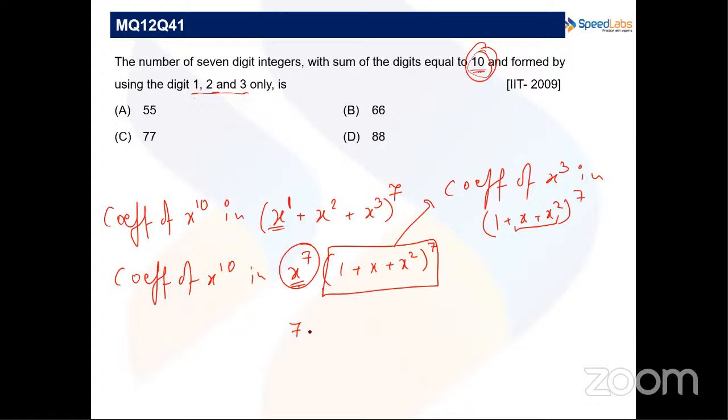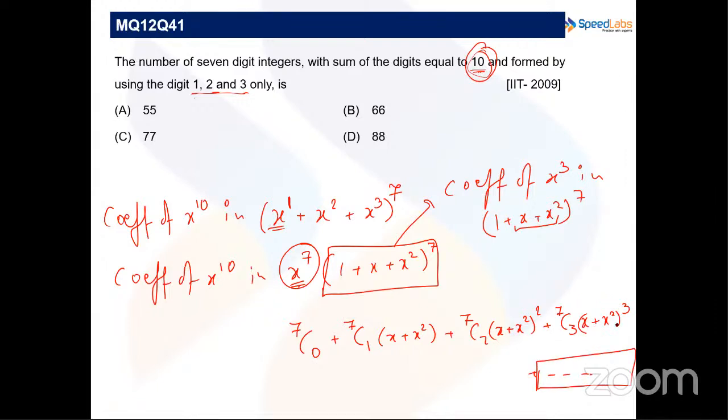So from binomial we can expand it. That will be 7c0 plus 7c1 into (x plus x square) plus 7c2 (x plus x square) whole square plus 7c3 (x plus x square) whole cube and so on. These all terms will have higher values of x to the power 4, x to the power 5, so no coefficient will come out from this. Only these two terms we are interested in.